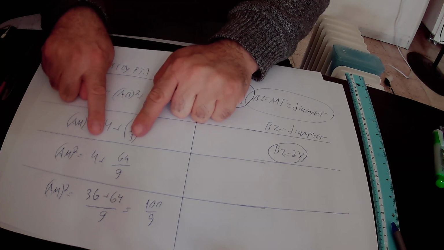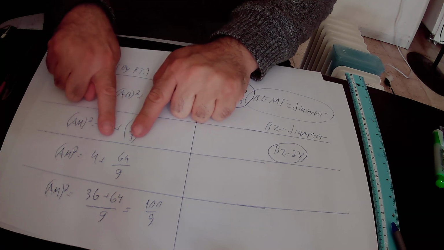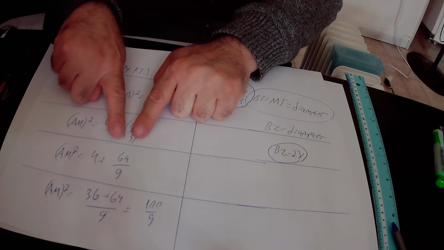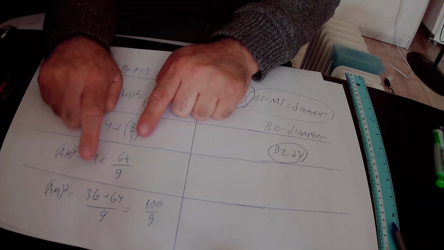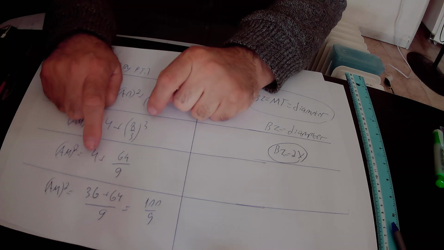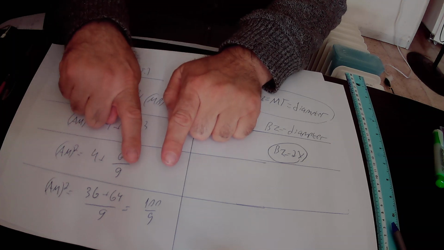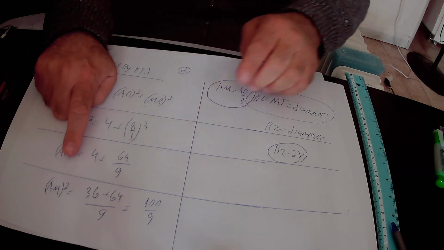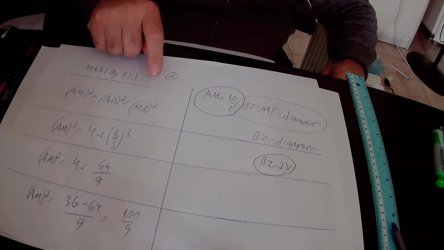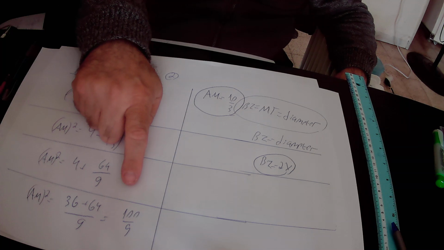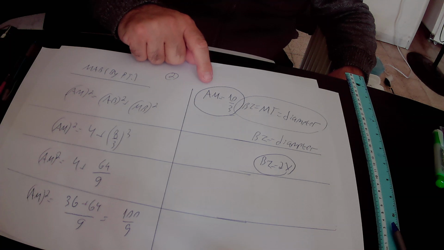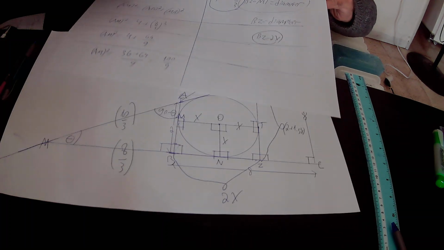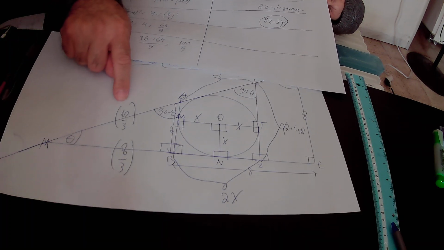Here we multiplied 4 by 9 and then divided by 9 in order to have a common denominator with 64 over 9. So AM squared equals 4 times 9, which is 36, plus 64 over 9. 36 plus 64 is 100 over 9. We took the square root and found that AM equals the square root of 100 over 9. The square root of 100 is 10 and the square root of 9 is 3. So in conclusion, the hypotenuse AM equals 10 over 3 units in length.